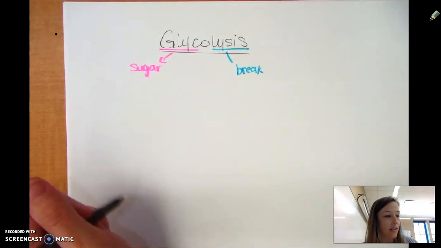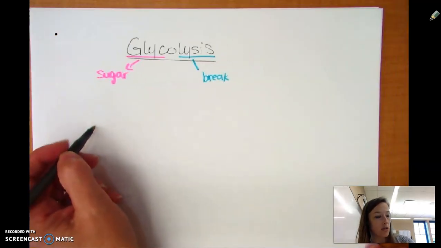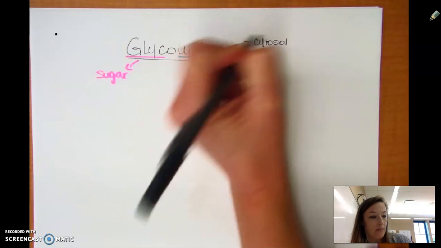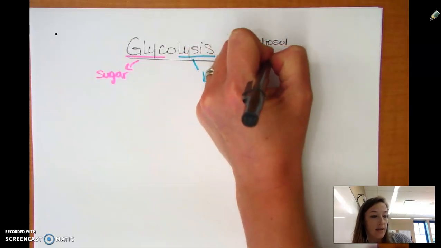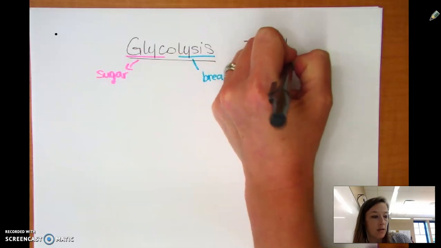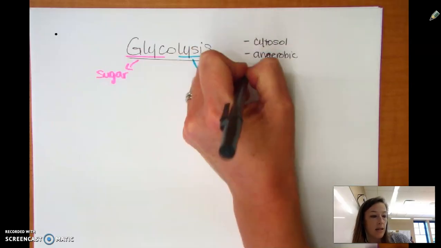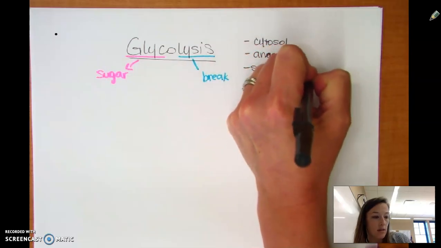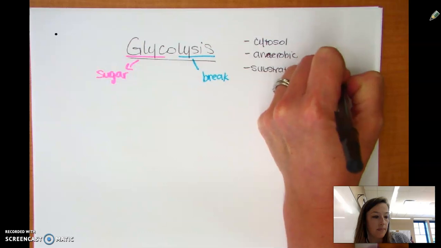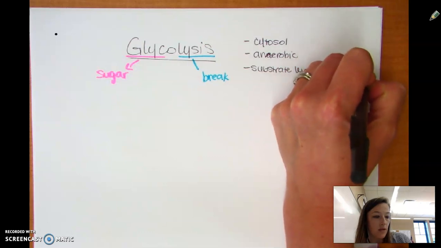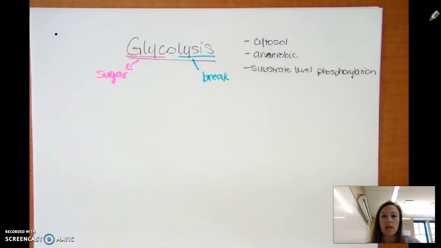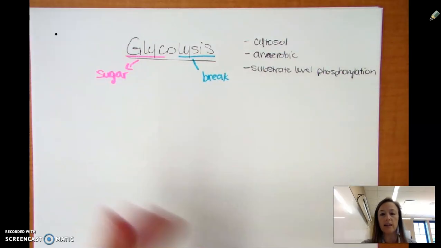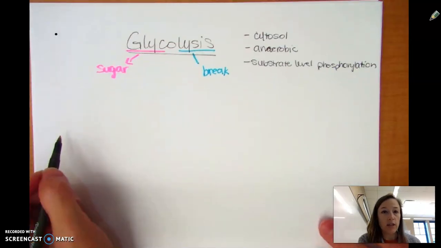So I can describe the process of glycolysis. It is the breaking of sugar. I can tell where it occurs. It occurs in the cytosol. We are going to talk about the fact that it is anaerobic. And it is going to make some ATP, and it's going to make it by substrate level phosphorylation. Okay, and if you're not sure what that is, go back and watch the foundations of cellular respiration video, and it'll go over substrate level phosphorylation.